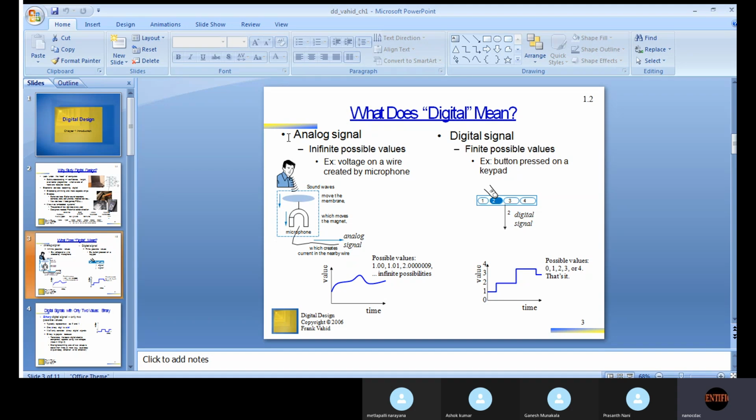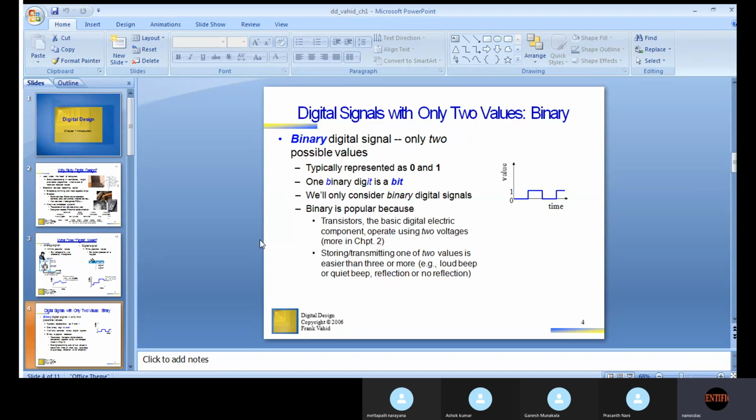Sound waves are an example of an analog signal. Now look at a digital signal: you will have only finite possible values. Suppose there are buttons 1, 2, 3, 4. If you press one, what are the possible values here? 0, 1, 2, 3 and 4. So if you press something, you get that value itself.